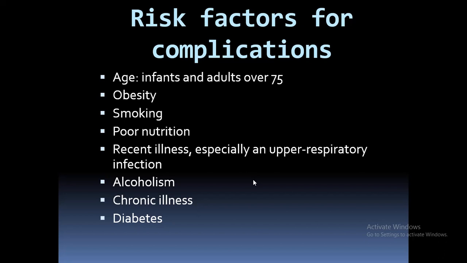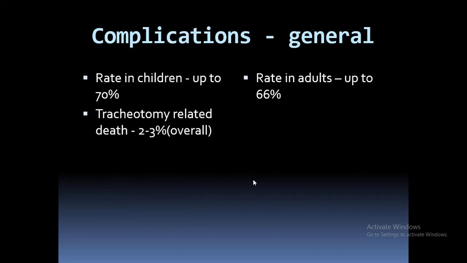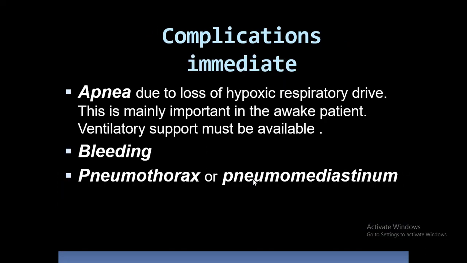What are the risk factors for the complications of tracheostomy? If the patient is an infant or an adult over 75 years of age, if the patient is obese, if the patient was a smoker, there is poor nutrition, if the patient has recent illness, especially an upper respiratory tract infection, alcoholism, chronic illness, and diabetes. So all these patients carry high risk for complications. Complication rate in children is up to 70%, in adults up to 66%, and tracheotomy related deaths are 2 to 3% overall.